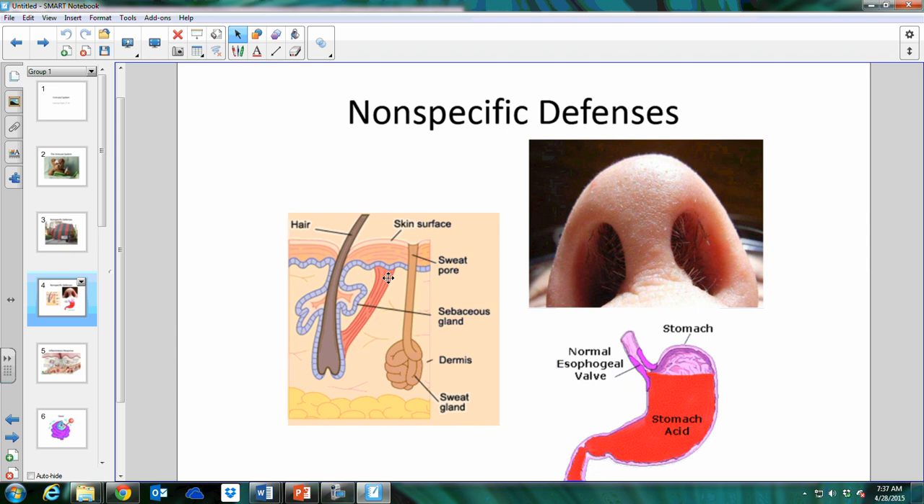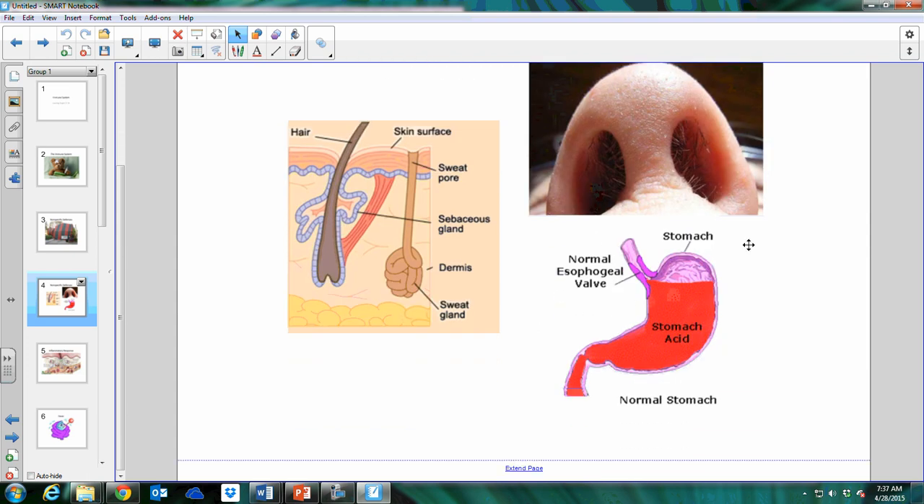Your skin is a great example of this. Your sweat, there's a sweat gland. Sweat eliminates bacteria from your skin. The hair, see this person has hair in their nose, like we all do. The hair keeps foreign objects from getting into your nose, anything, not just a specific thing. Your stomach acid gets rid of possible pathogens as well. Non-specific defense.